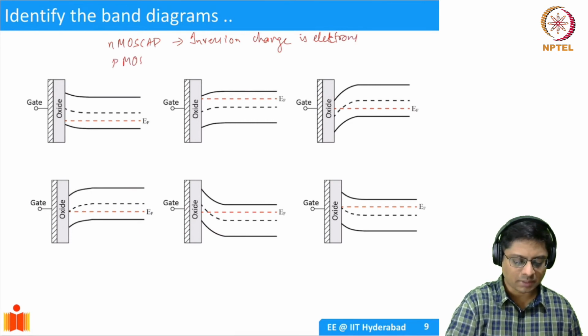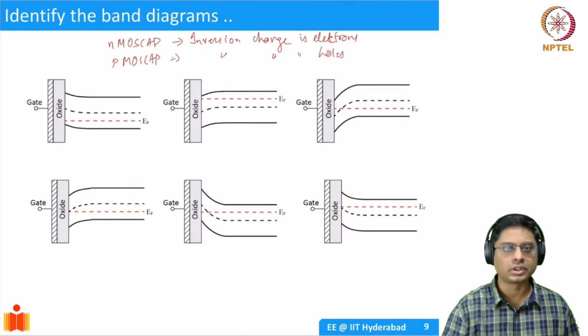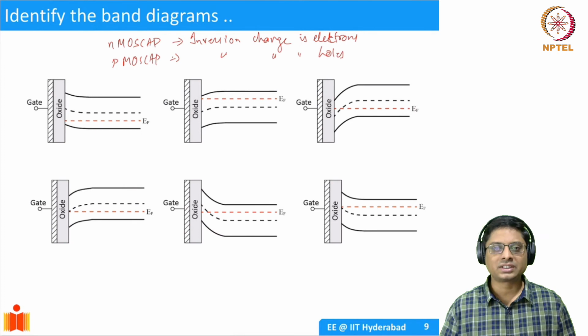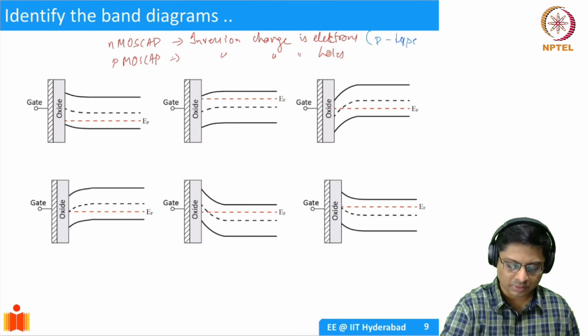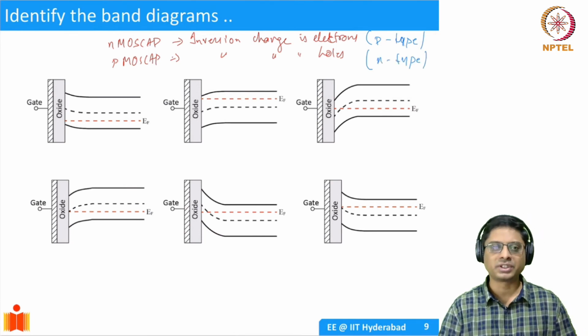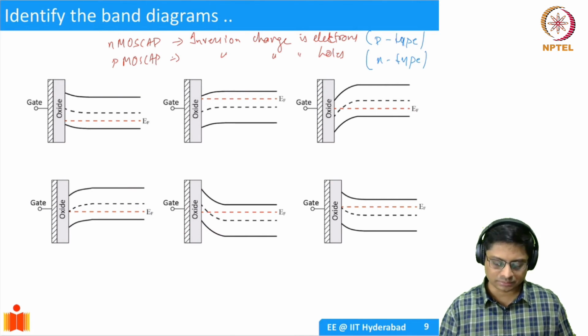If I say PMOS cap, this implies inversion charge is holes. So we are inverting the substrate. That's why we start with a P-type substrate for an NMOS cap, and we'll start with an N-type substrate for PMOS. Please make sure that you remember this. Many times students mix up these two.